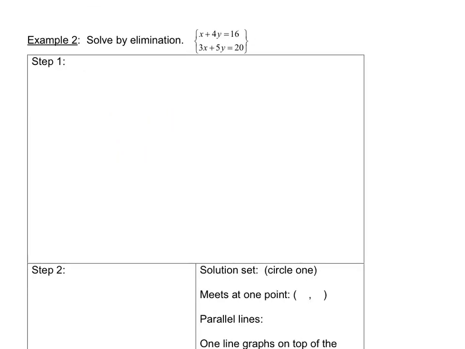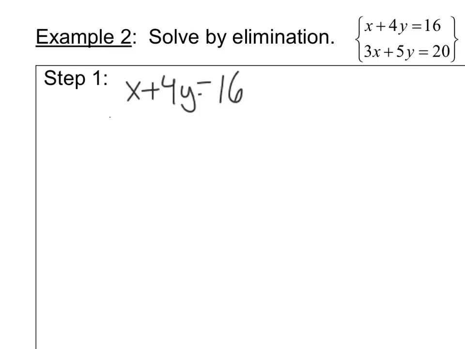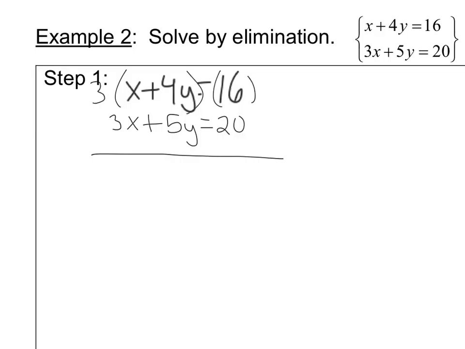Alright, so these ones are already lined up, so just copy them down. So we copied them down. Is 1 plus 3 0? Is 4 plus 5 0? No. 1 minus 3? No. 4 minus 5? No. So that's when you have to change one. So I got to get them equal to each other. Can I multiply 1 by a whole number and have it equal 3? Yes. I'm going to multiply both sides by 3.